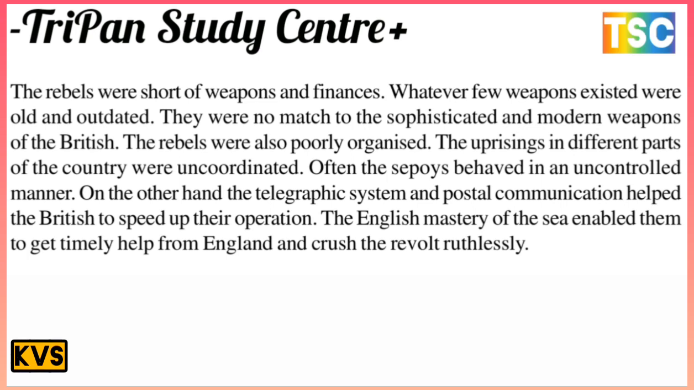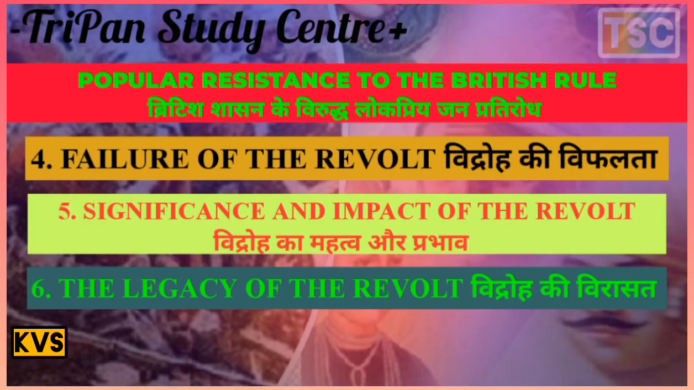The rebels were also poorly organized. The uprisings in different parts of the country were uncoordinated and uncontrolled. On the other hand, the telegraphic system and postal communication helped the British to speed up their operations. The English mastery of the sea enabled them to get timely help from England and crush the revolt ruthlessly. Significance and impact of the revolt.